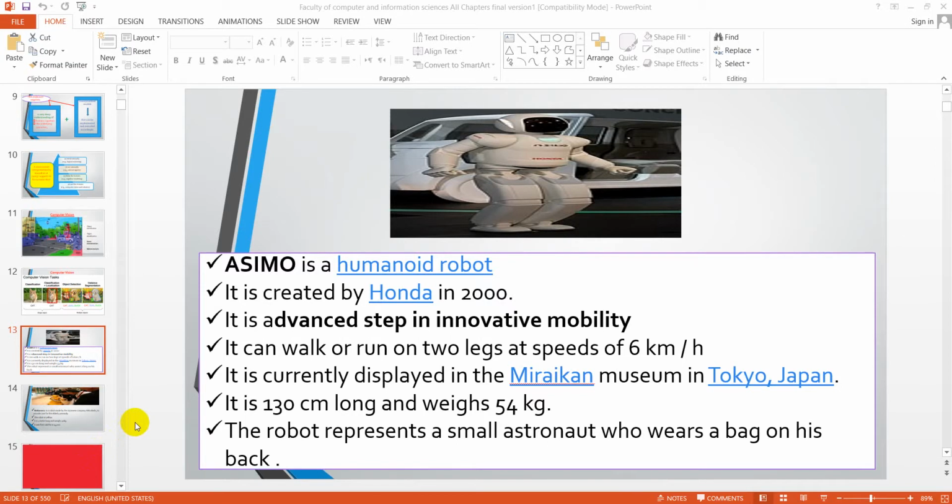Asimo is a humanoid robot. It was created by Honda in 2000, and as the video showed us, it is an advanced step in innovative mobility. It can walk or run on 2 legs at speeds of 6 km per hour. It's currently displayed in the museum in Tokyo, Japan. It is 1.3 meters tall and weighs 54 kilograms. The robot resembles a small astronaut who wears a bag on his back.